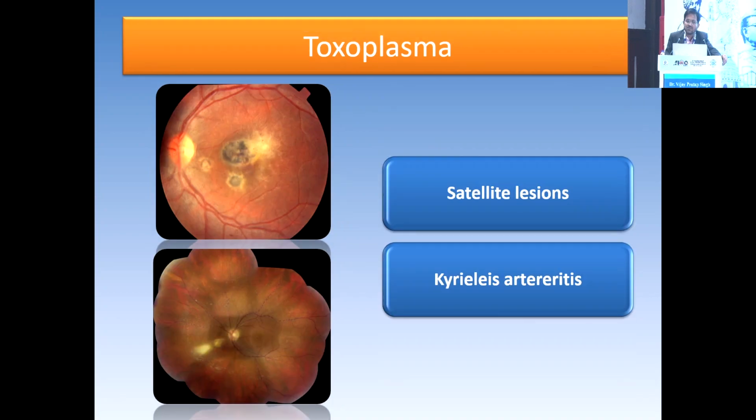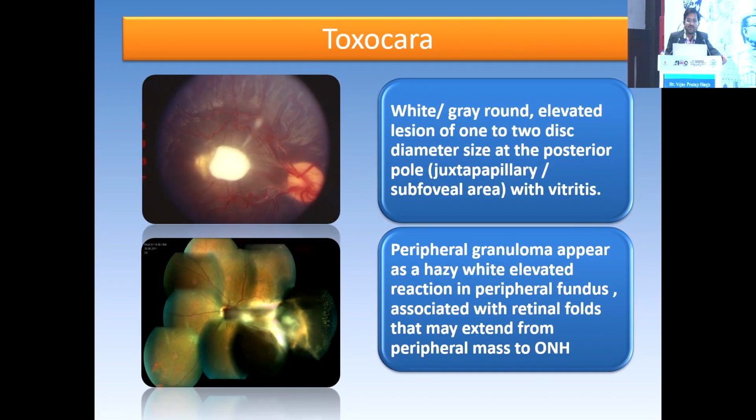But sometimes toxoplasma can present with satellite lesions, and the reactivation of the lesion is usually seen at the margin of the old scar. And when the element of vasculitis is there, we can see the pattern of Kyrieleis arteritis.